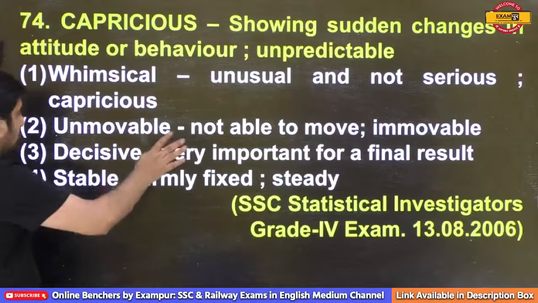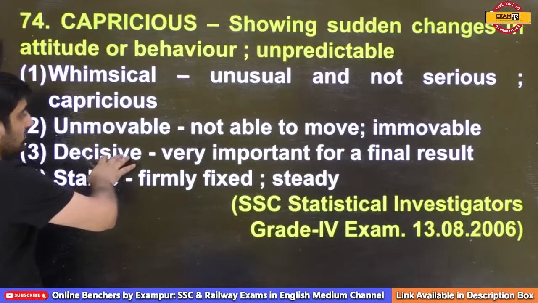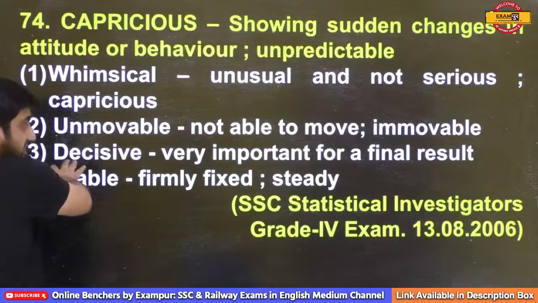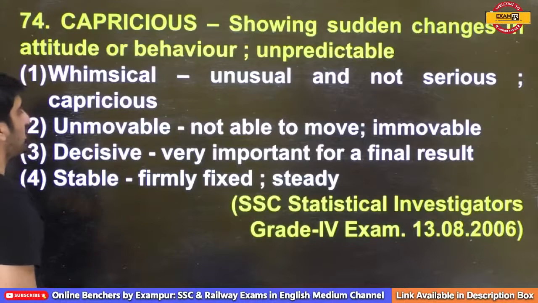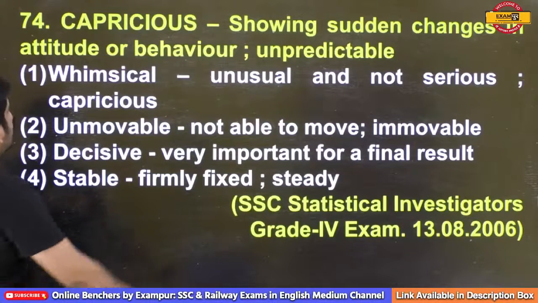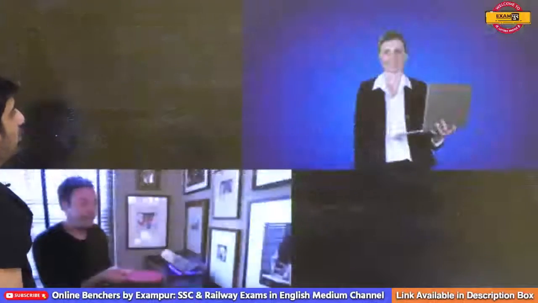Unmovable, not able to move. Decisive means very important for the final result. Stable means fixed or steady, hence the correct answer will be option number 1.